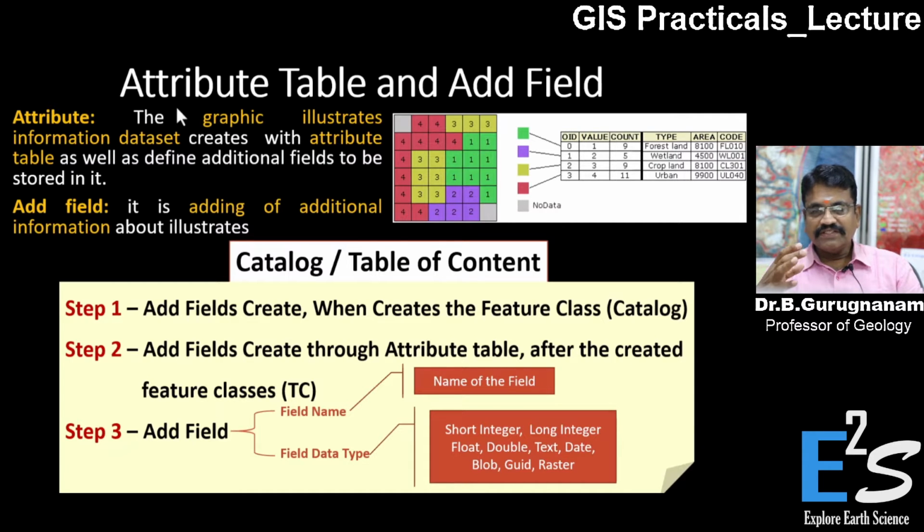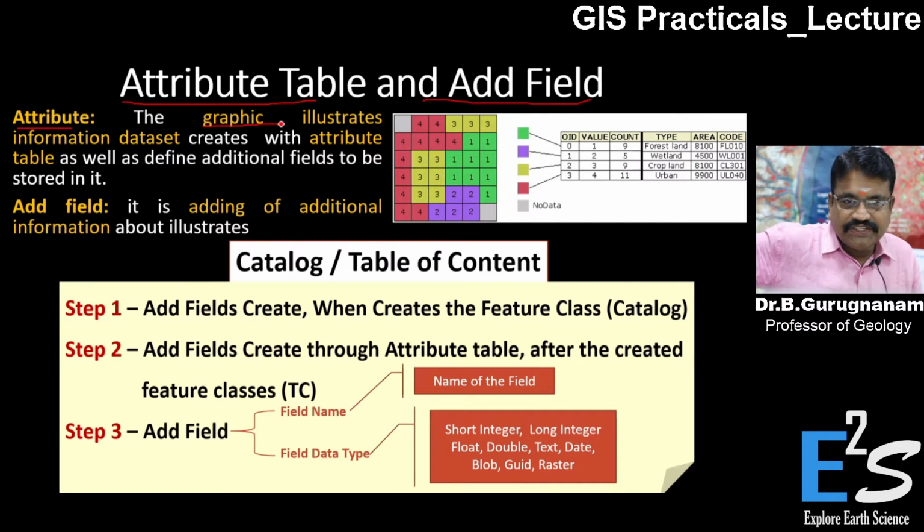The attribute table is considered the backbone of GIS, because it carries meaningful information to display at the front end of the map. Hence, GIS plays a major role in map-analyzing capacity rather than map-displaying capacity. So, in this context, this exercise covers the attribute table and add field.